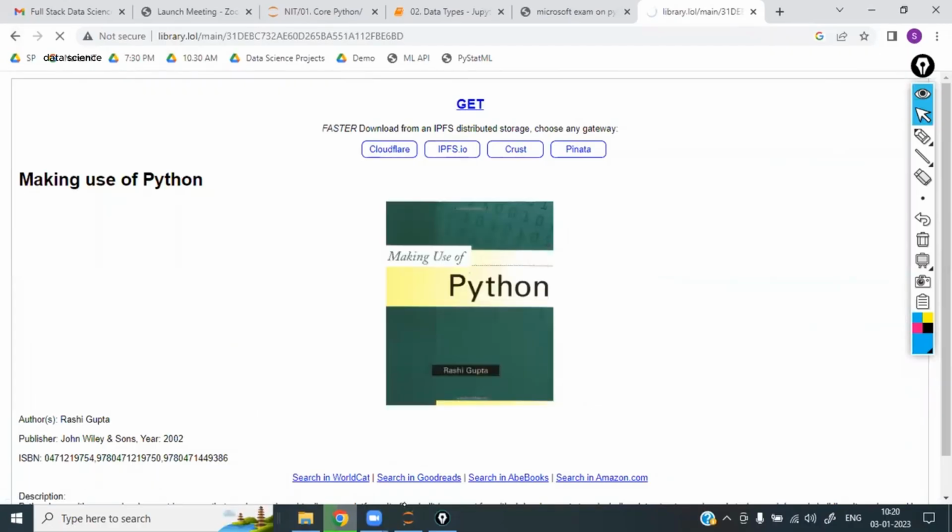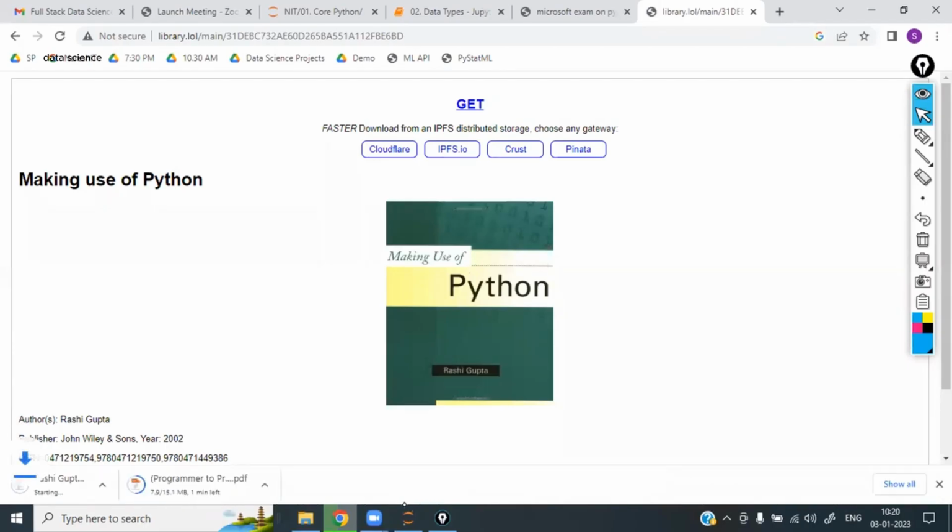This is the first time I'm using this book. I have not downloaded it; it is not in my downloads folder. Beginning with Python is there, and that is one of the good books. Again, I'm going to download this book also. Like this, you can download multiple books.